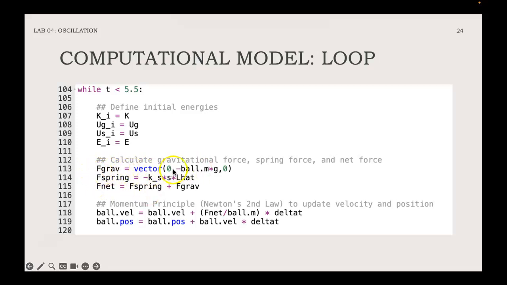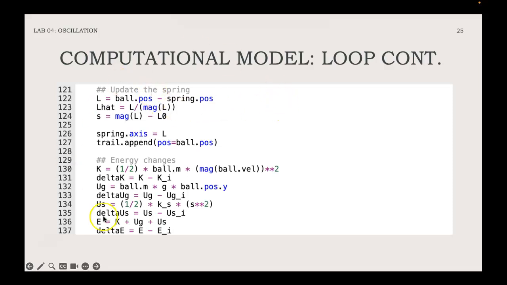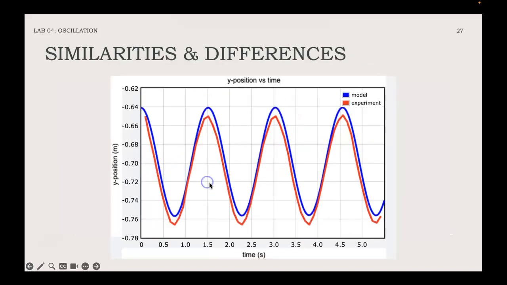So F grav equals negative mg, the spring force is negative ks times L hat, which we found earlier, and then our F net from before is the sum of the spring force and the gravitational force. We also apply the momentum principle, with the update formulas for velocity and position, to help us graph our data as well. We're still in the loop here, and we basically substituted in all the formulas that we found earlier. We also found the deltas of each energy by subtracting its initial energy. So this is our code, and then we ran the code and found these two graphs here.